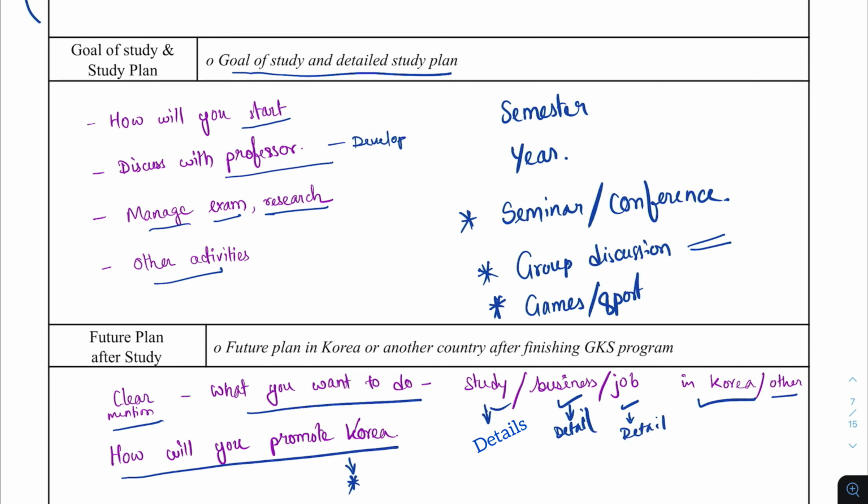You have to tell about how you will promote Korea. They want to know it in detail because this program is for Korean promotion, so you have to tell them whether you will promote it or not. You can write that you will go back to your nation and deliver the knowledge you earned in Korea to other people and young aspirants, and you will always say good things about Korea.